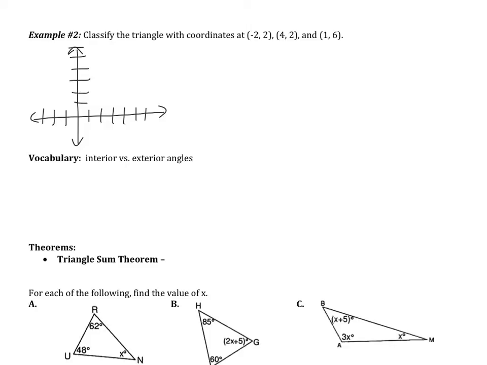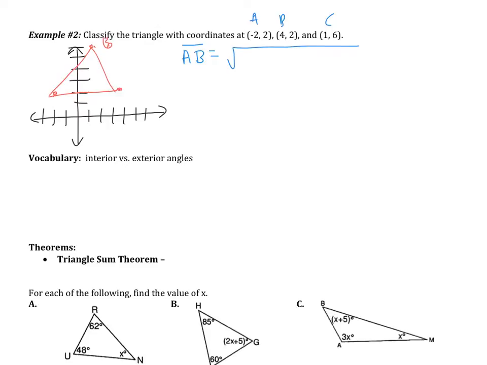Okay, so my first point is at (-2, 2). My second point is at (4, 2). And then I have a point at (1, 6). So in order to classify by sides, I need to know all of my side lengths. So I'm going to label these points A, B, C. Remember, to find the length of the side, you need to use the distance formula. That means we're going to have to use the distance formula 3 times, 1 for each side.